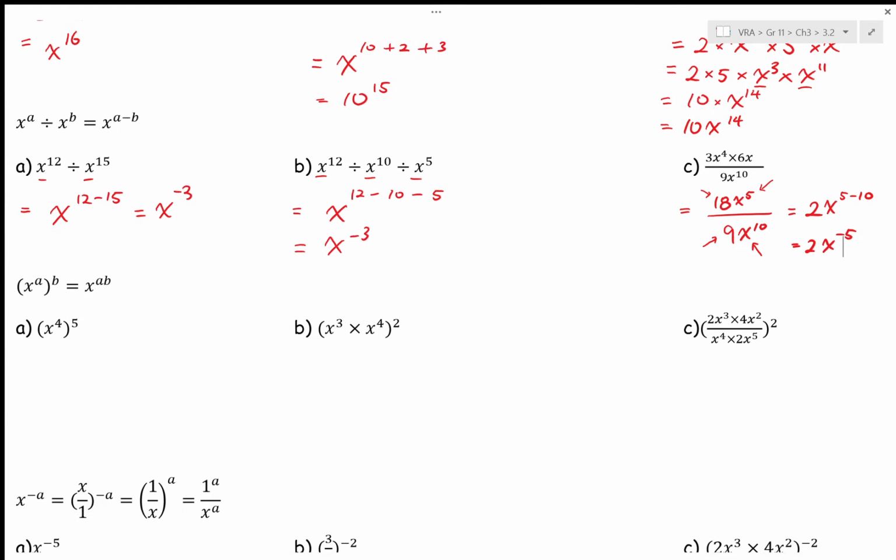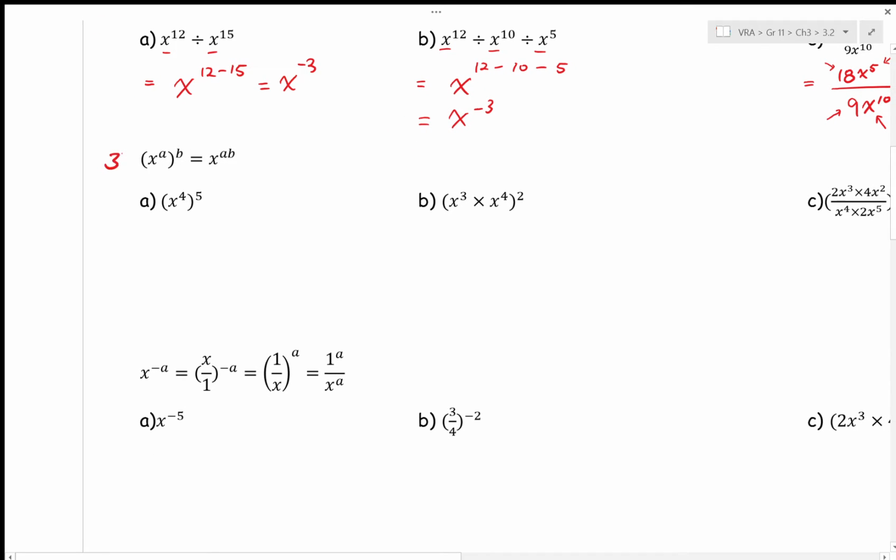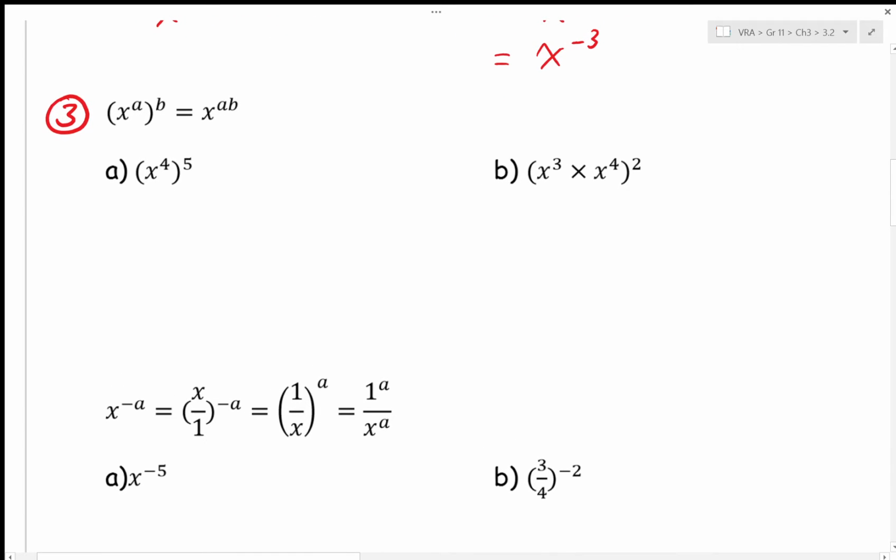Now, the third rule is x to the power of a, to the power of b. So here I didn't say x to the power of a times x to the power of b, I said it is x to the power of a times b, okay? Now the reason behind this one's also the same. Let's say I have x squared to the power of 3, cubed. Now this is basically x squared times x squared times x squared. Then this becomes x to the power of 6, right?